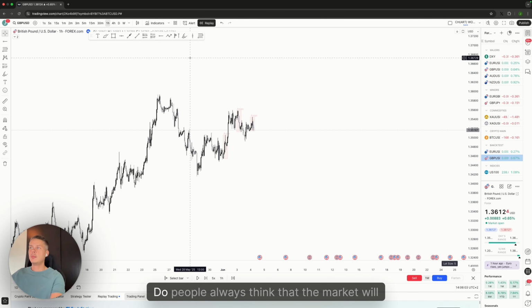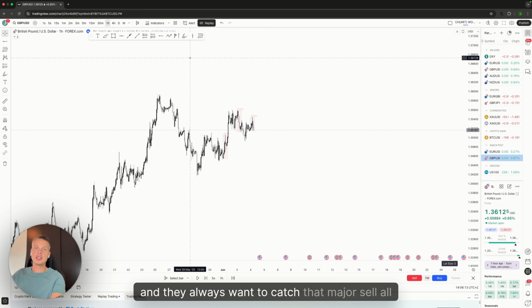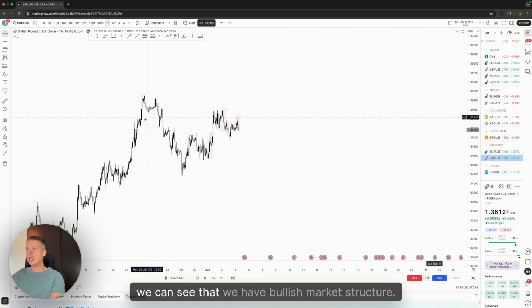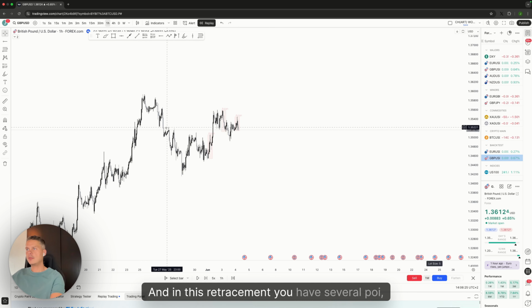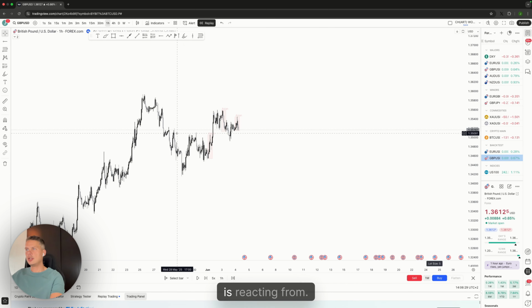Because people always think that the market will retrace at some point. They always think that at every POI or order block or supply zone, the market will tank, the market will go down, and they always want to catch that major sell all the way towards the downside. Well, in this case, if we make an assumption, we can see that we have bullish market structure, we have a retracement, and in this retracement, you have several POI, several order blocks where price is reacting from.